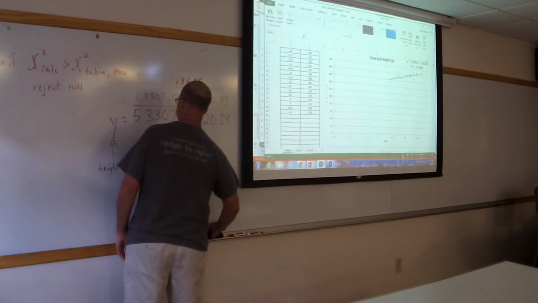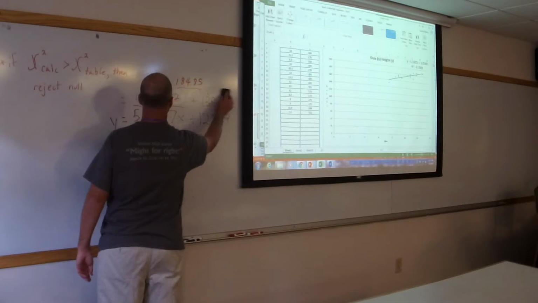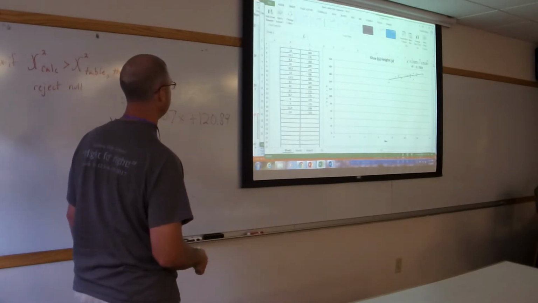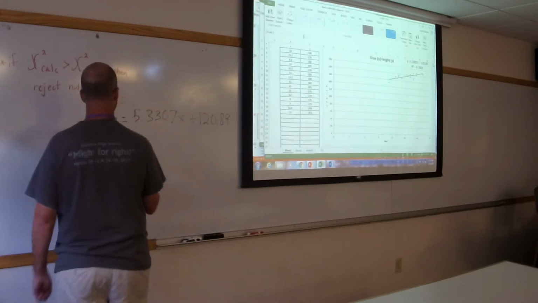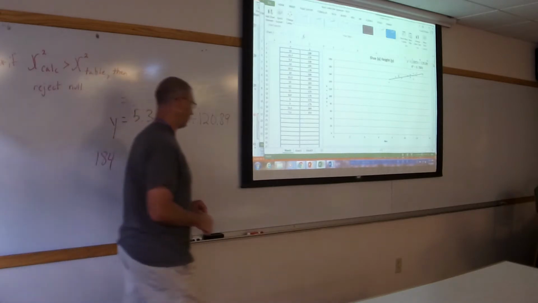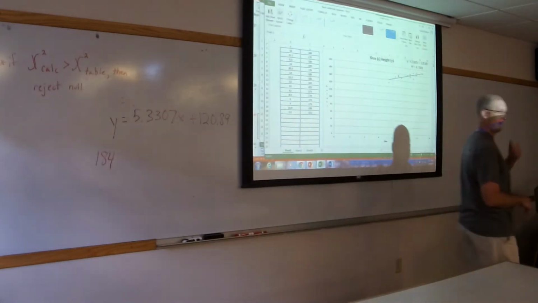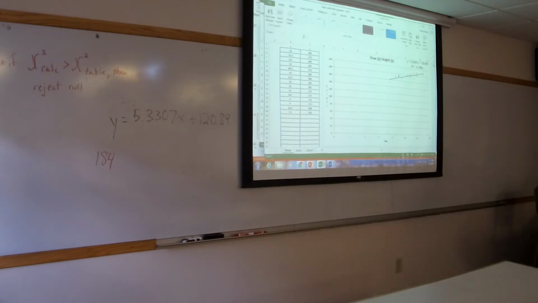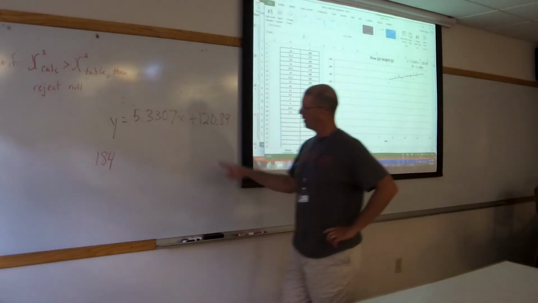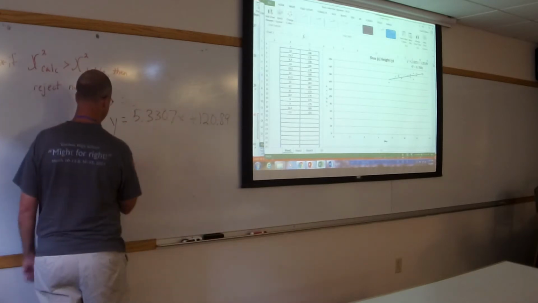Now I'm going to give you something to figure out. I want to know if someone is 184 centimeters tall, what size shoes should they probably wear? See if you can figure that one out. You can get an idea by looking at the chart, going over and down. But this is where the algebra comes in.